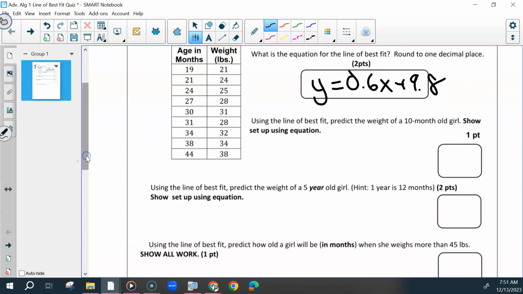Then for everything else, if you were using Desmos, you should have just taken this number. This would be your x because the weight depends on the age in months. Put x equals 10 in Desmos.